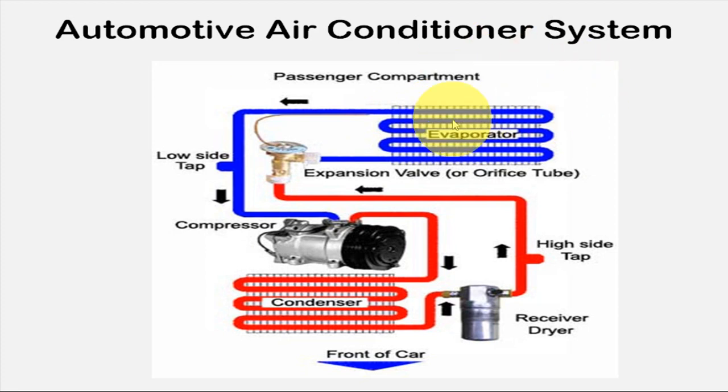In the evaporator coil, the refrigerant absorbs the heat from the passenger compartment. So whatever heat comes from the surrounding passenger compartment will be absorbed by the refrigerant. So the refrigerant gets boiled, it absorbs the heat, so that it gets vaporized, and that vaporized refrigerant will again be sent to the compressor. The cycle will continue. So this is about the working of the automotive air conditioning system.